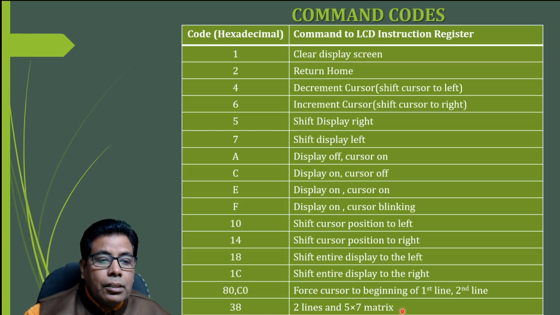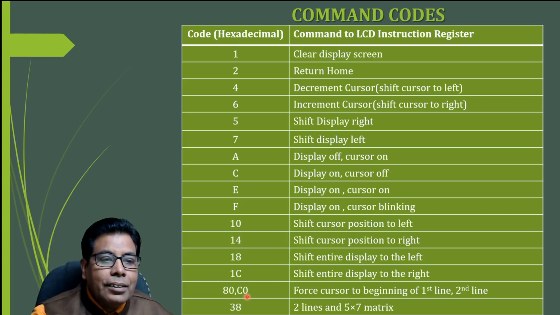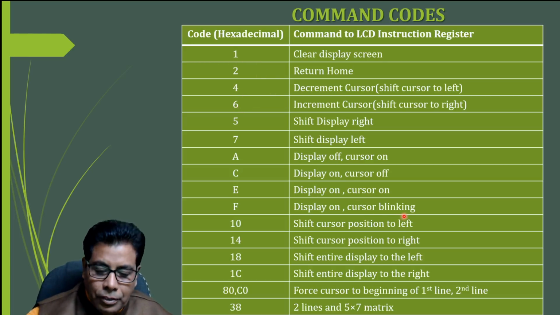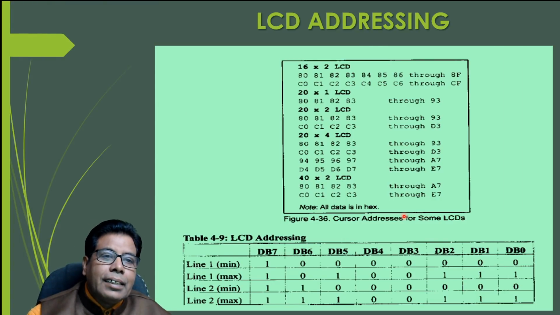So out of all these commands, only a few will be used. Say 38, 80, C0, then display on, cursor on, say 0E, then some of the commands like 06, then 01. Only a few will be used. When we write the program, at that time we'll make use of them. Then the addressing, LCD addressing.